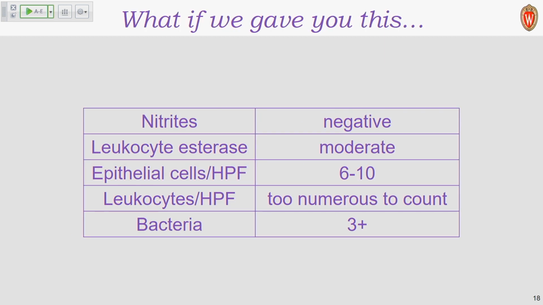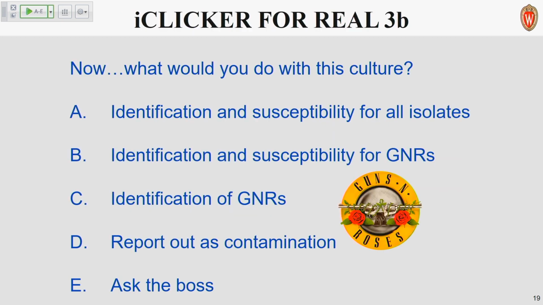Same culture. Now this is some of your results from your urinalysis and urine microscopy. No nitrites, moderate leukocyte esterase, 6 to 10 epis, too numerous to count white cells on micro, and 3+ bacteria. So now that you know that, relative to the previous plates, would you do something different with this culture?